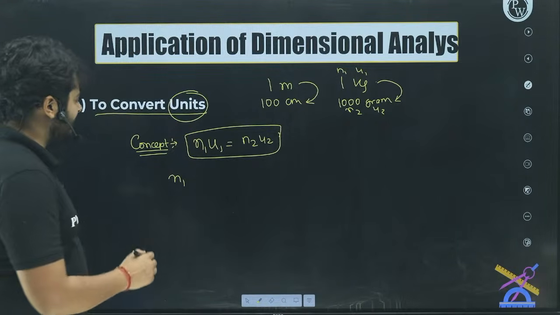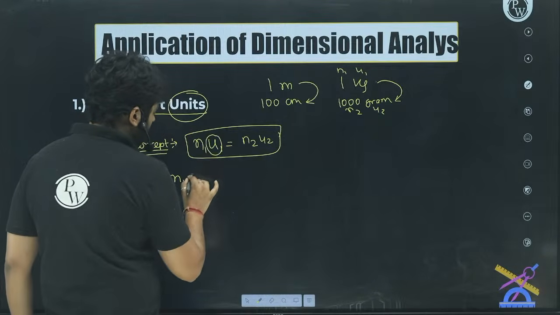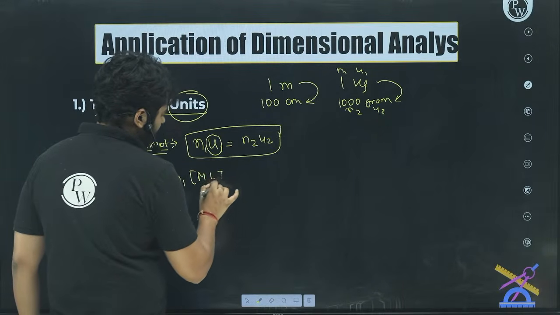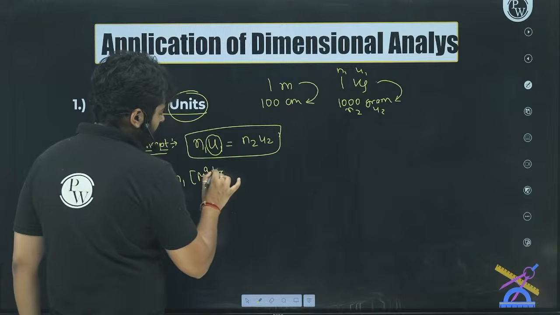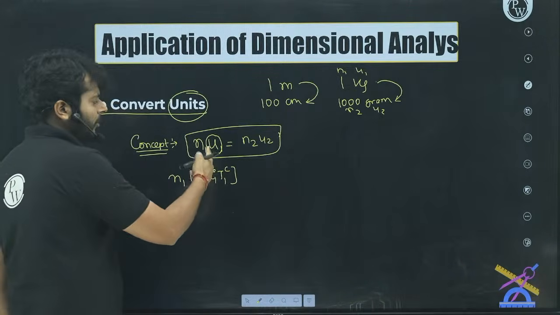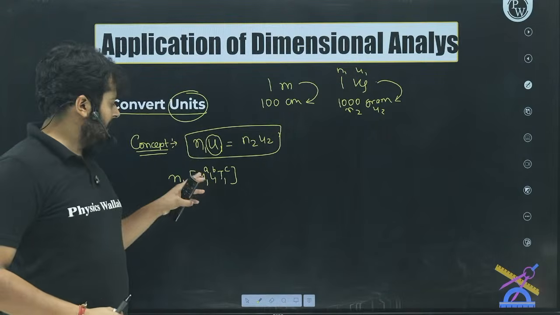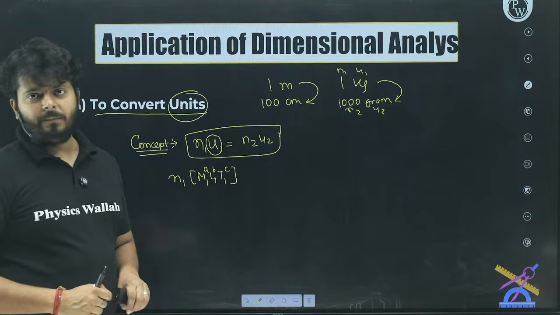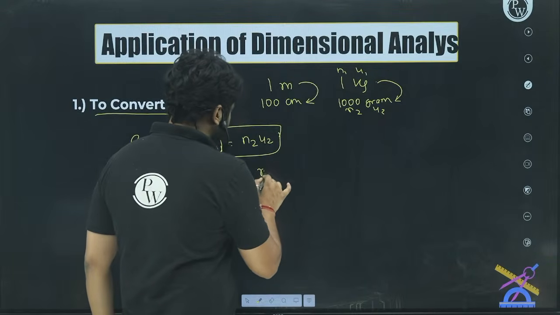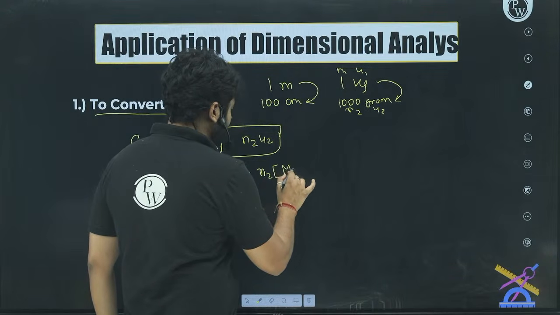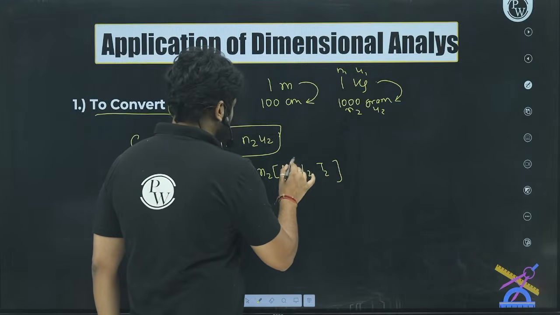So here we can say that n1 into the same dimension of u is MLT. So let's call it M1, L1 and T1 to the power A, B, and C. Right? This is the dimensional formula for you: M to the power A, L to the power B, T to the power C. The units of M, L, and T can be different. So M1, L1, and T1, right? And n2. Now in the second scenario, it is M2, L2, T2, right? Powers are A, B, and C.